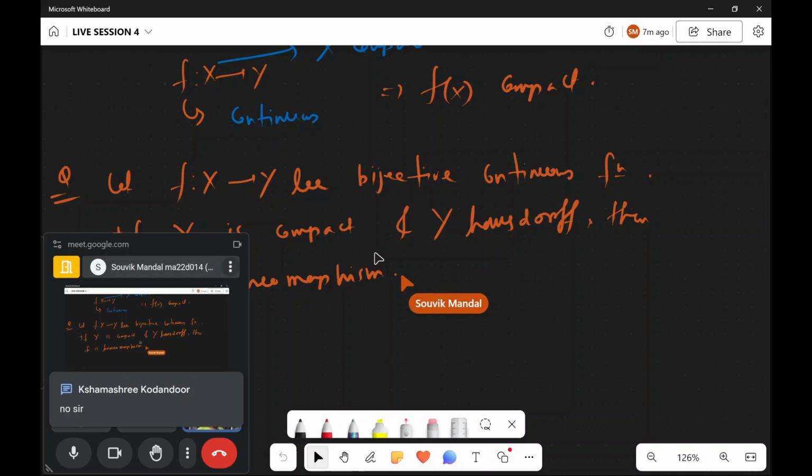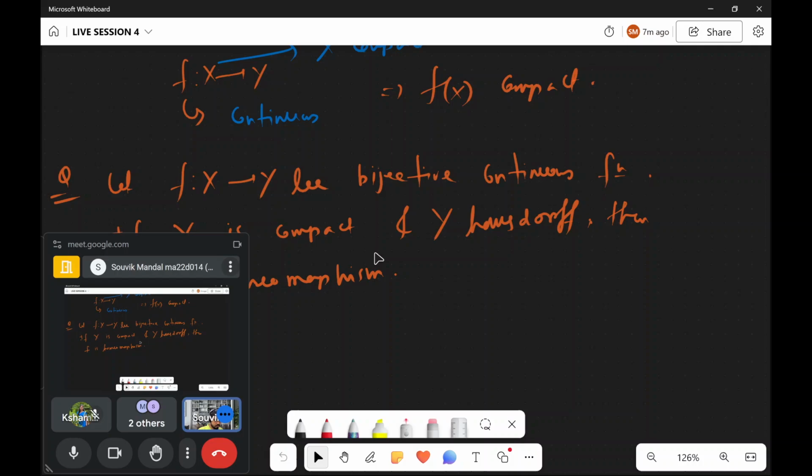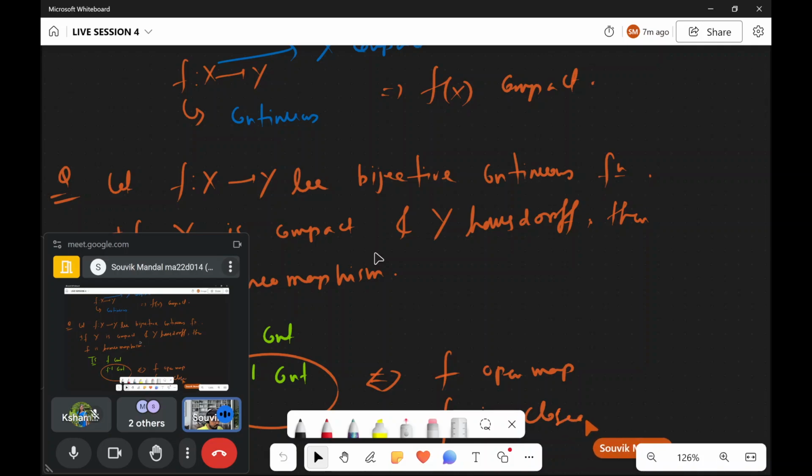Okay. So how to prove this? First, I shall give a hint. Look, to show f is a homeomorphism, you need to show that f is continuous and f inverse is continuous. And showing f inverse is continuous is equivalent to showing that f is an open map or f is a closed map.